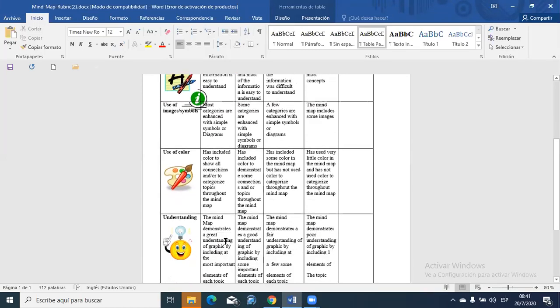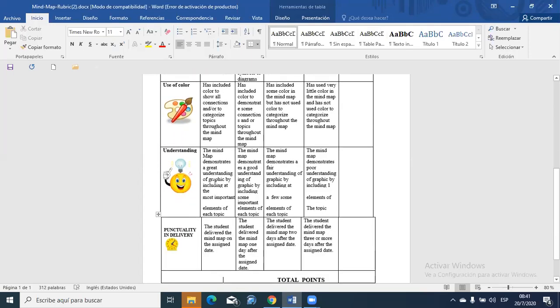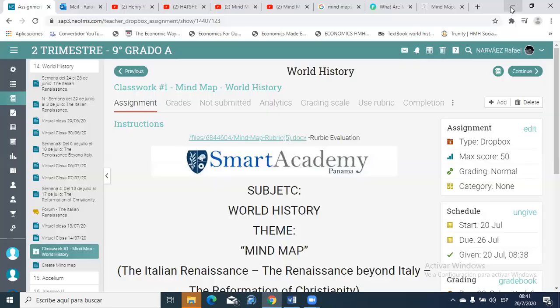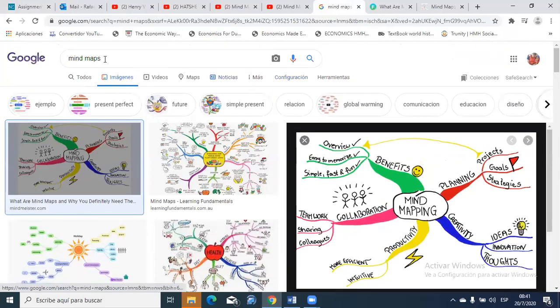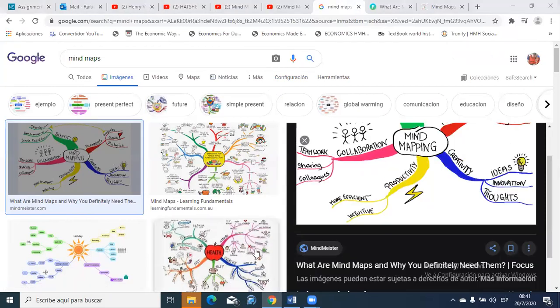Remember, mind map is only one document. Understanding that I could understand the mind map, and the last topic is punctuality. So you have to hand it in before Sunday, which is the last day that you have in order to hand in a mind map. Now, if you go to Google, and type mind map and go to images, you'll see a lot of examples of images, guys. Okay, so you'll find a lot of examples.